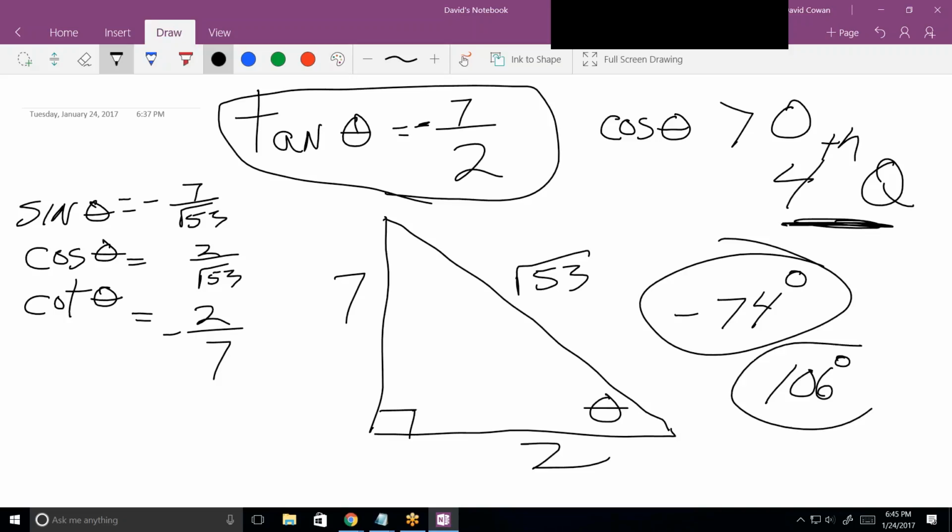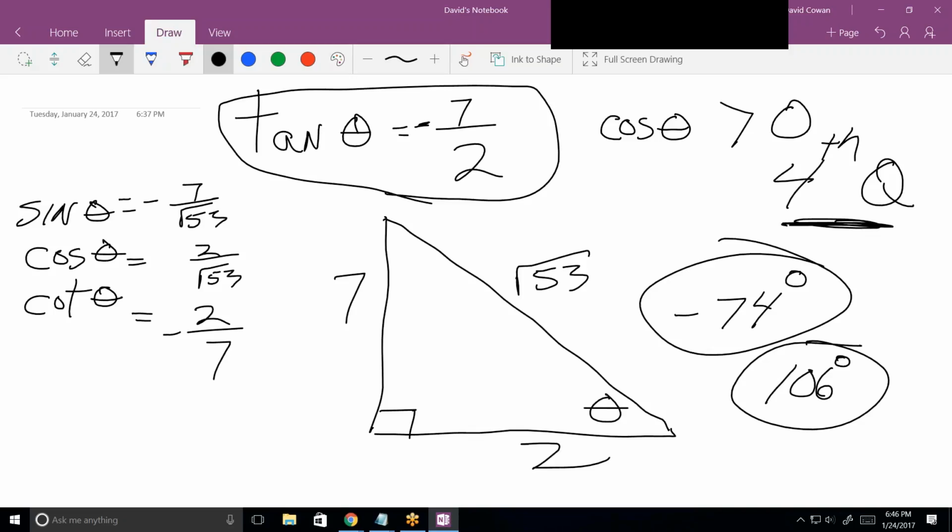In other words, if you put in a tangent of 106 degrees into your calculator, it'll give you -7/2 or something close, because you've obviously rounded off some of these. So you've got to be a little careful. When you're doing inverse trig functions, it's only giving you the principal quadrants. So sine, it's going to give you first and fourth. Tangent, it's going to give you first and fourth. Cosine, it's going to give you first and second.